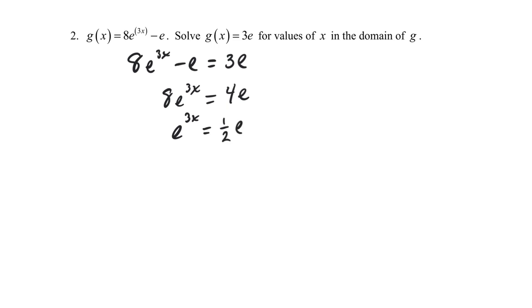Now this is not a one-to-one property. We can't just cross out the e's because of that 1/2 there. So we're going to have to use logarithms here. You have some options. You could rewrite this in log form using this as the base, which means we're dealing with ln. Remember, logs are equal to exponents. There's the exponent, 3x, and then you could put 1/2 e here. And then you could divide that by 3 or multiply by 1/3.